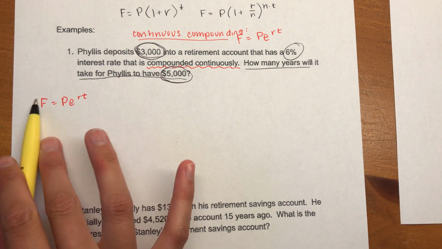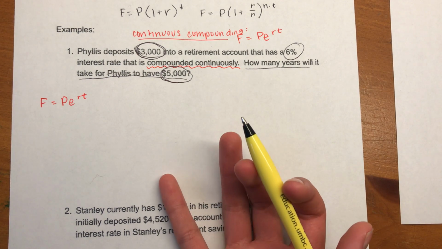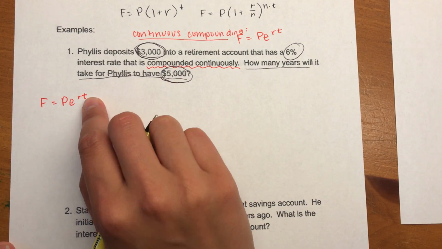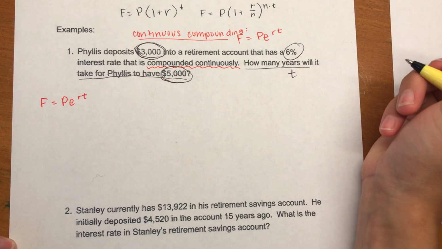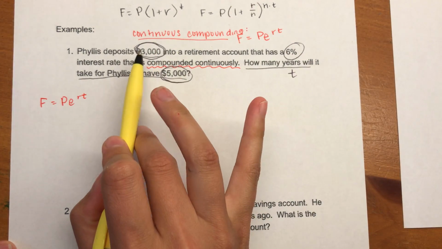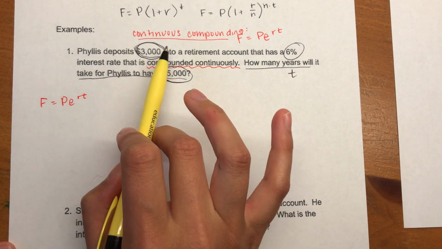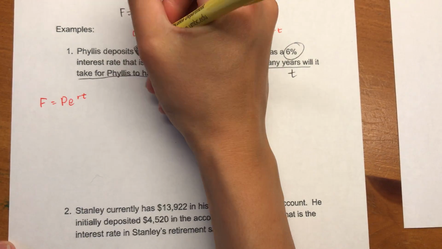If we remember the PERT formula, and if you need to, go back to classwork 16, I think, is when we did this. Years is always time, right? T. So years is T, so we won't know T. We need to solve for T. If we deposit $3,000 initially, our initial deposit or our original, starting value, that's P.